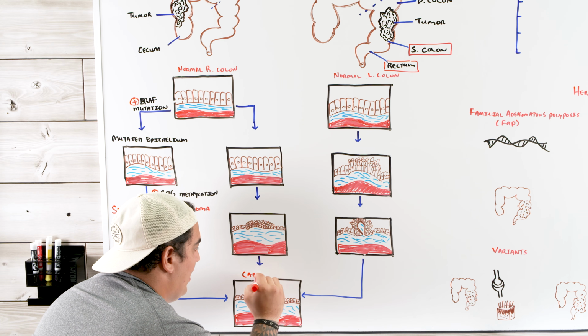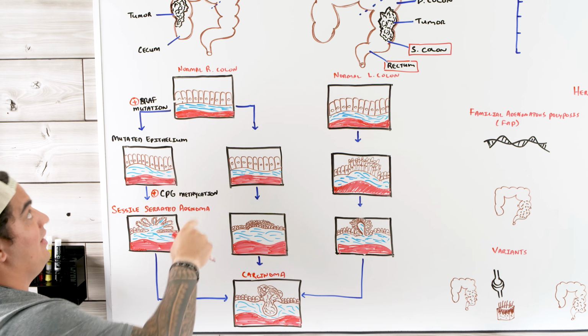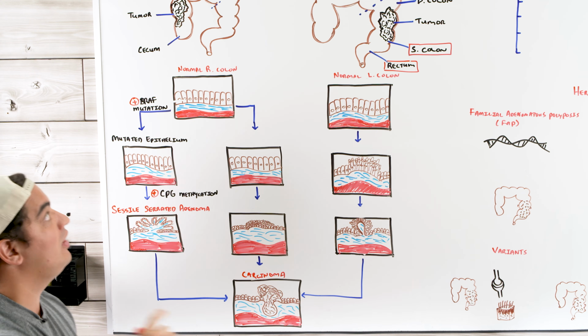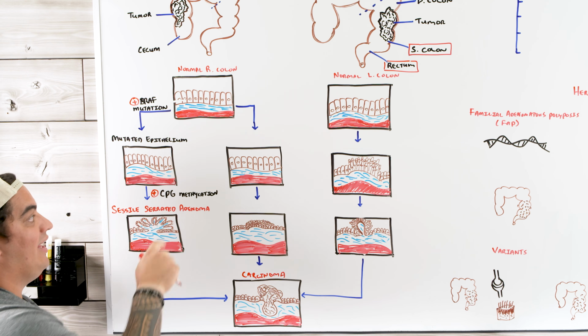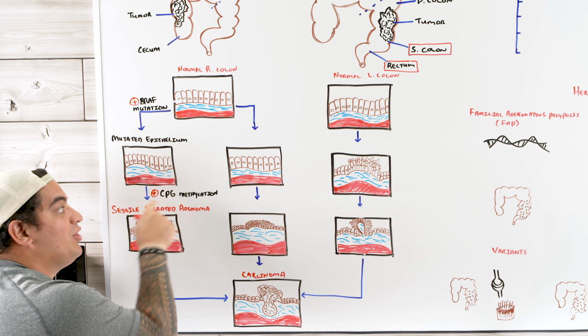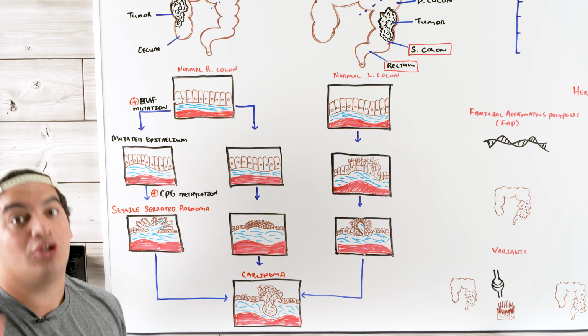So now we have a patient who developed a carcinoma. They started off with a normal epithelium, and then they developed that tumor. How did they develop the tumor? They ended up with a BRAF mutation. BRAF mutation made the epithelium mutated. They get the second hit with the methylation of which type of genes? Mismatch repair genes. Now you're all jacked up.